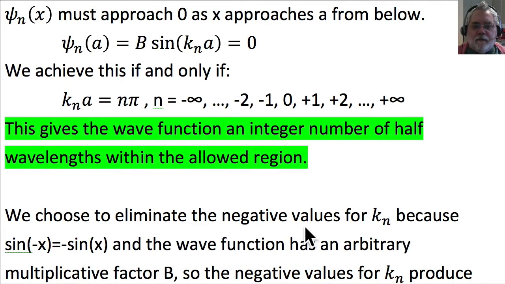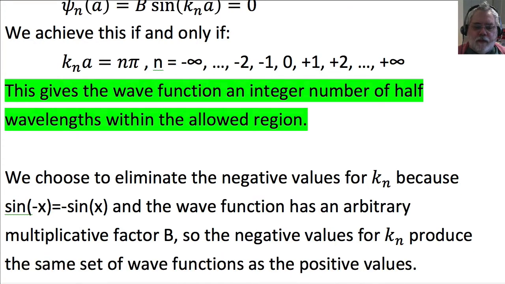We choose to eliminate the negative values for k sub n because sine of minus x equals minus sine of x. It's an odd function. And the wave function already has an arbitrary multiplicative value b. So the negative values for k sub n produce the same set of wave functions as the positive values. So we don't need the extra values of k sub n being negative. We don't need those to form a complete set of eigenfunctions.